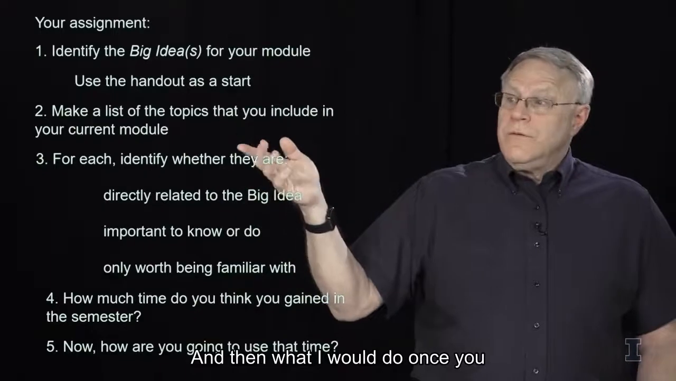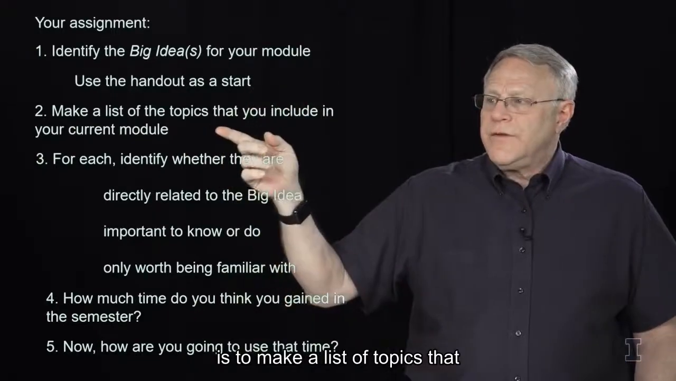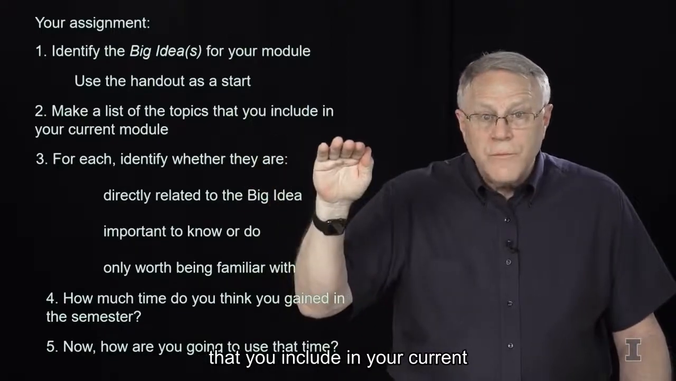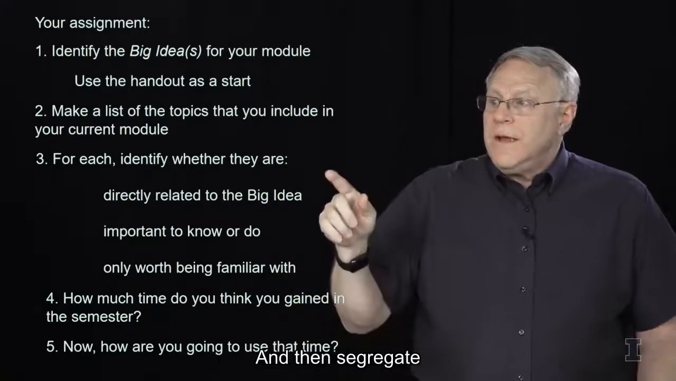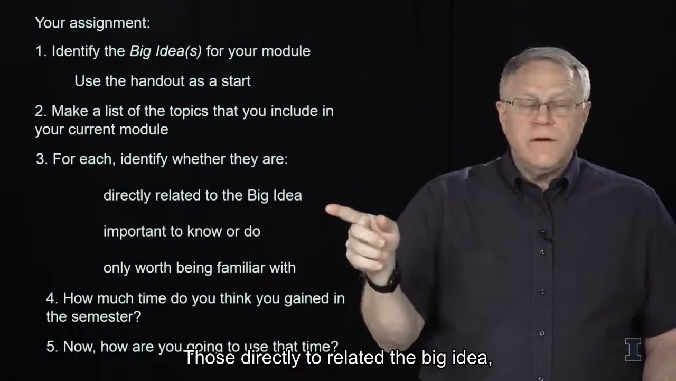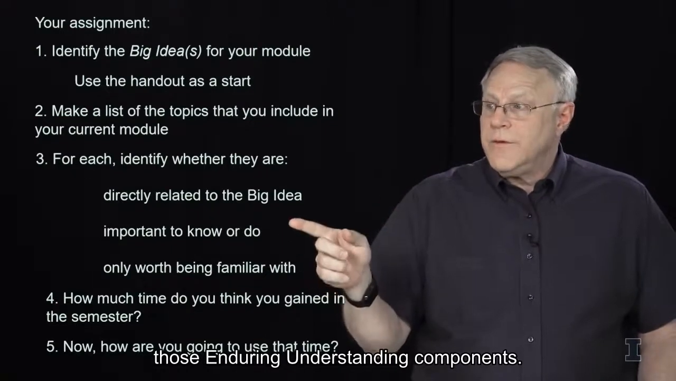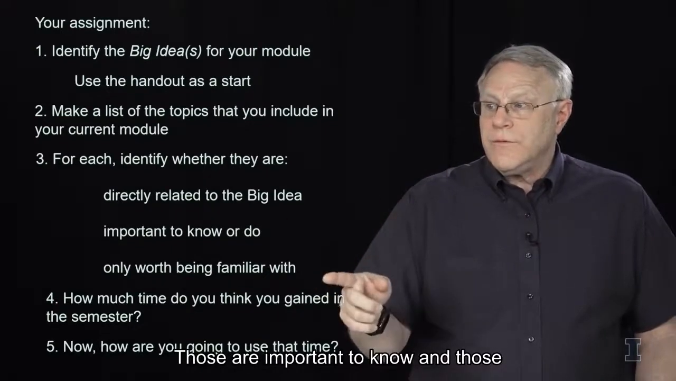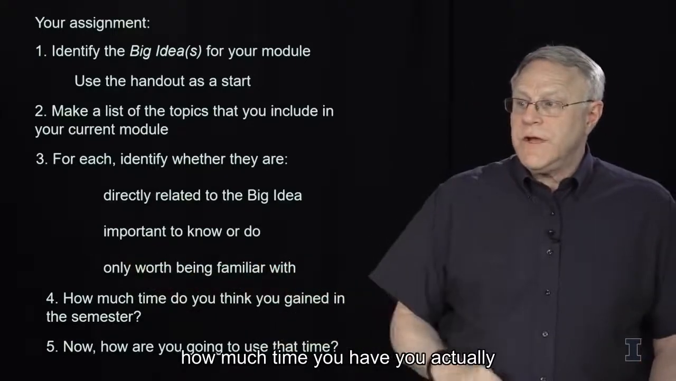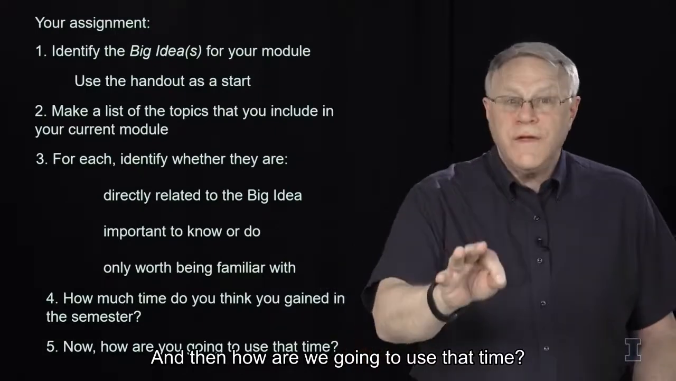And then what I would do, once you've identified that big idea, which is not that easy to do again, is to make a list of topics that you might include in your current module, that you already do, and then segregate them into different lists. Those directly related to the big idea, those enduring understanding components; those are important to know; and those are only worth being familiar with. And then if you eliminate these, how much time have you actually gained in the semester? And then how are you going to use that time?